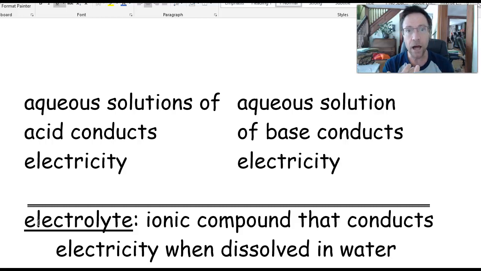So if it's ionic, it is an electrolyte. In other words, it conducts electricity when you dissolve it in water. And acids, they have to make a hydrogen ion.